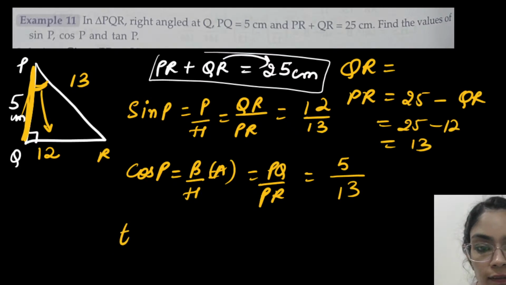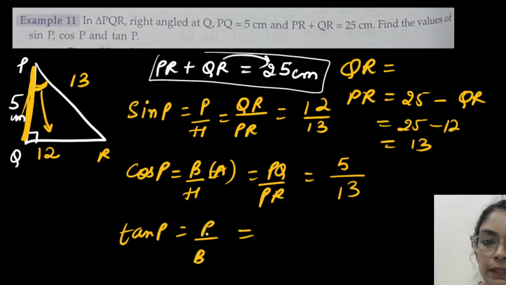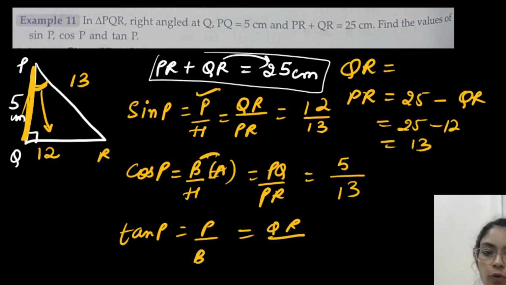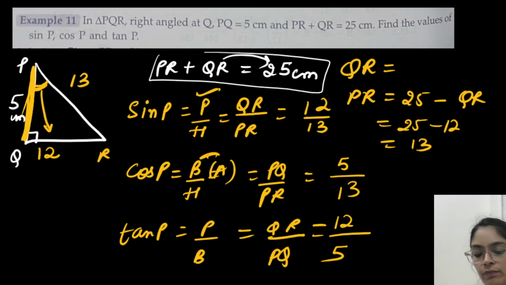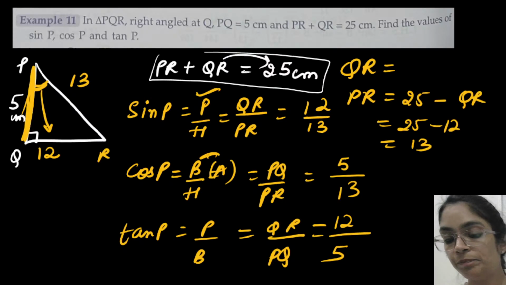Yes. The last one is tan P, which is perpendicular by base. The perpendicular we have already found in sine, that is QR, and the base we found when we found the value of cos P. So the perpendicular is QR with respect to angle P. QR's value is 12 and PQ's value is 5. So 12 by 5 is the answer given by most of you. Divya, Saksham, Vishal and Adarsh have given the answer.